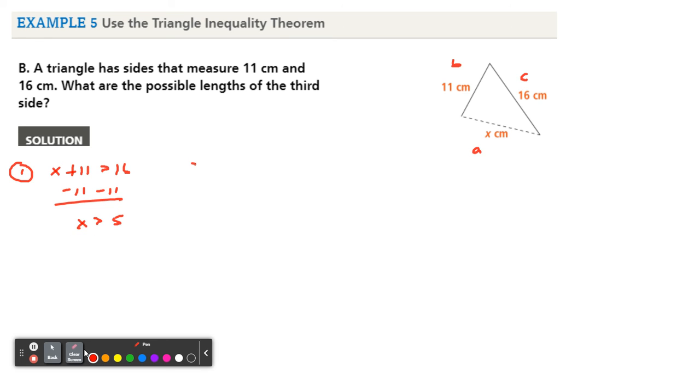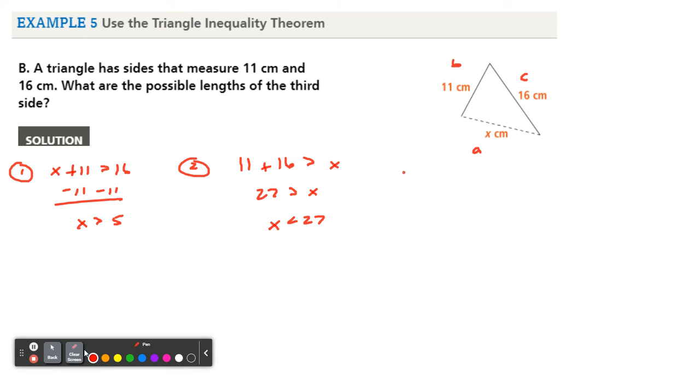Number two, let's check to see if B plus C is greater than A. Is 11 plus 16 greater than x? Well, 11 plus 16 is 27. 27 must be greater than x. So if I reverse this, putting x first, this is saying x must be less than 27.